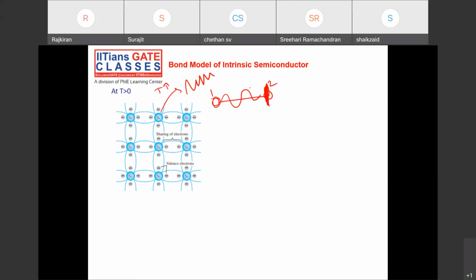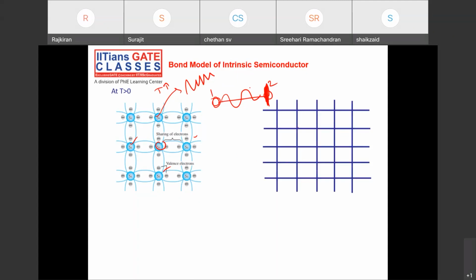So at T greater than 0, the silicon atoms will vibrate because of thermal energy. The bond will vibrate, and it will send energy to every atom. If this vibrates, it will send energy to everyone else, like a net. This energy will move to all other atoms. Clear, guys? If this vibrates, the vibration energy will pass to all other atoms, or not?